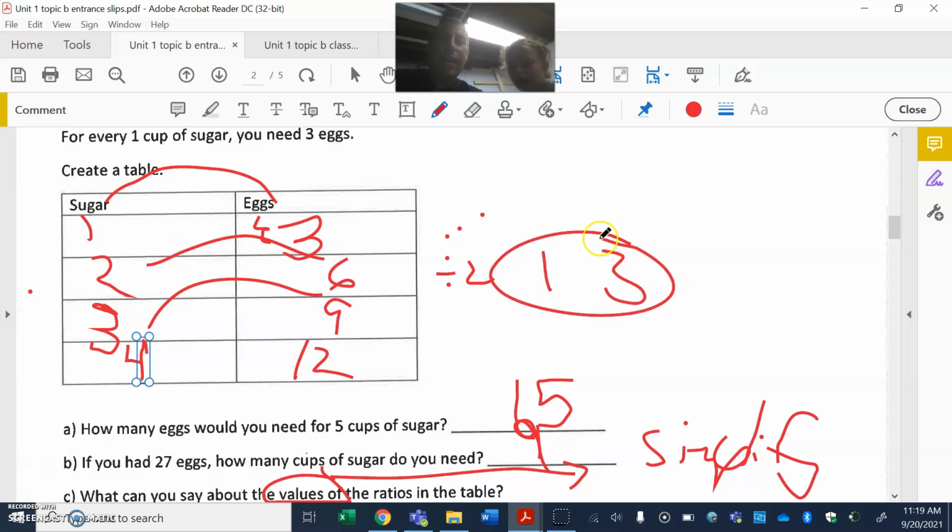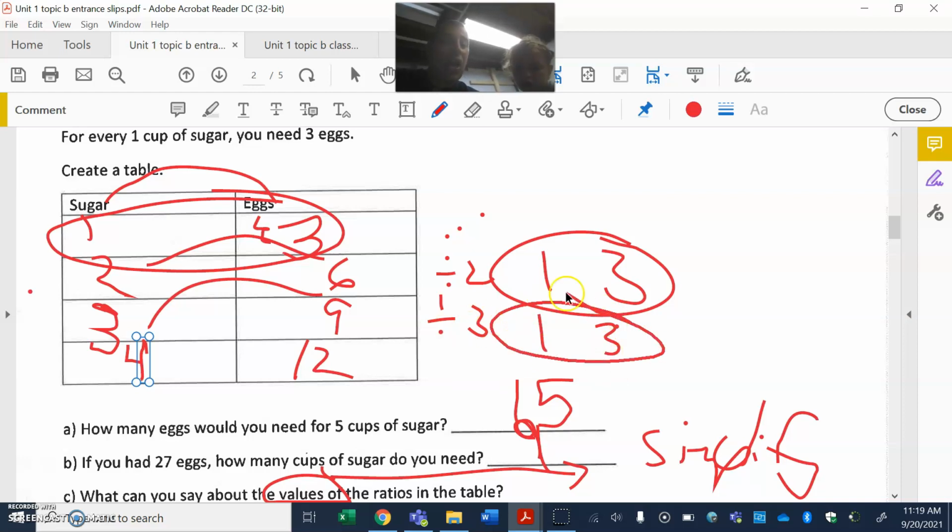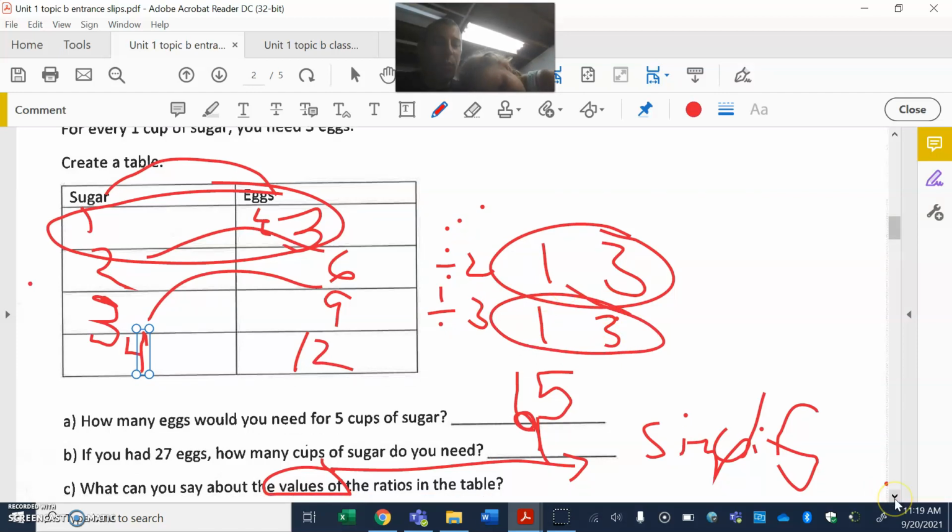Look at this. I got the same first two numbers. Let's go to the next one, the 3 and the 9. If I divide both those numbers by 3, 3 divided by 3 is a 1, 9 divided by 3 is also 3. We're getting the same thing. So that's what they're getting at here as you work your way down.